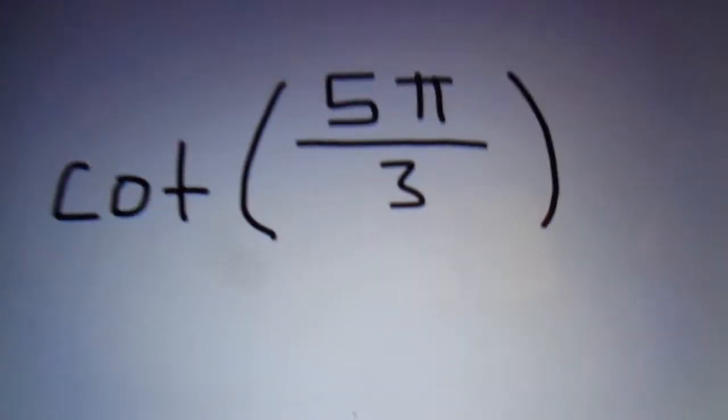Okay, so let's say we're trying to find this. Let's have a tough one. Cotangent of, how about, so this will be a radians example, 5 pi over 3. So, first thing we need to do is figure out what quadrant it's in.